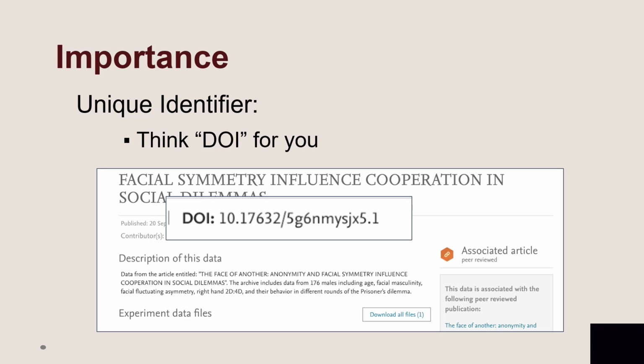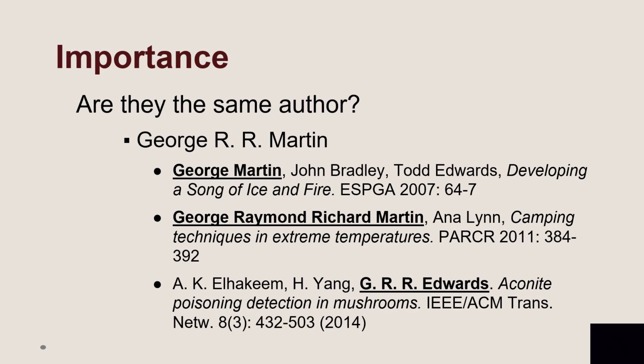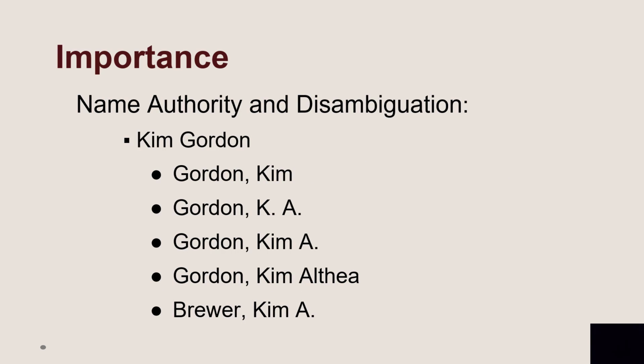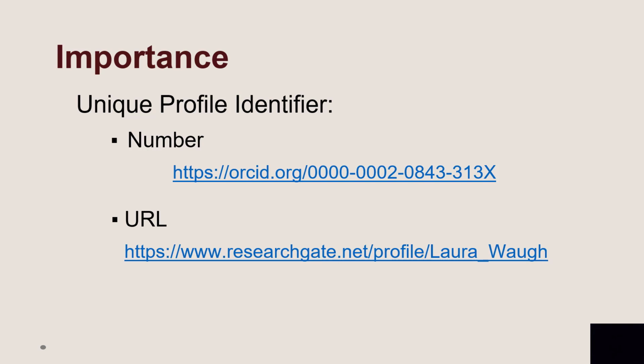It's important to have a researcher profile because it's a unique identifier. Think of it as a DOI for you. It pulls all of the different ways you may have published in the past all under one entry. Many of the profiles come either in a unique number, like the ORCID ID, or in a unique URL based on the tool you use.